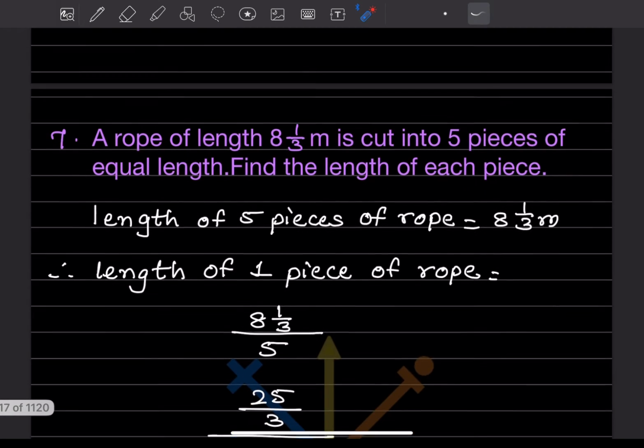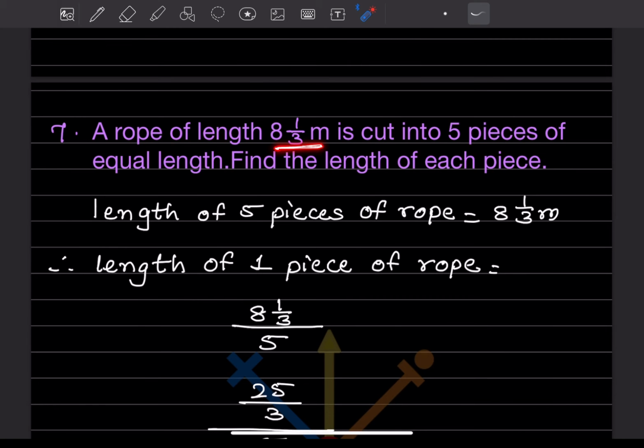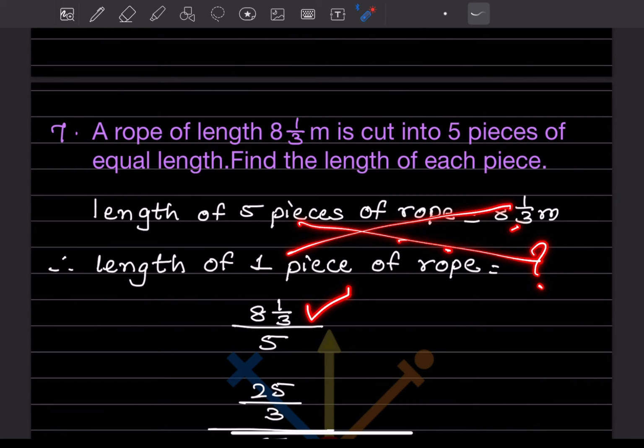A rope of length 8 integer 1 by 3 meters is cut into 5 pieces of equal length. Find the length of each piece. So the length of the rope for 5 pieces is given as 8 integer 1 by 3. So we have to find the length of one piece of rope. So what will you do? Again, this will be together. So we don't know what it is. So we are going to cross multiply. So 1 into 8 integer 1 by 3 will go in the numerator, and 5 will go in the denominator. So this is going to get divided.